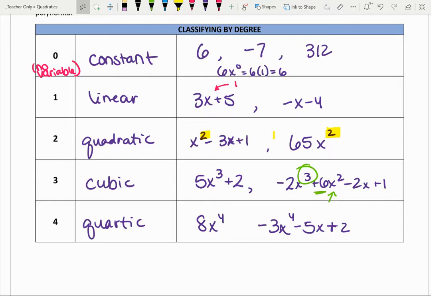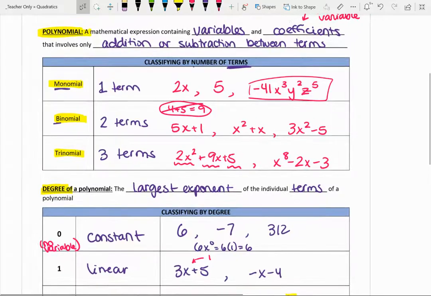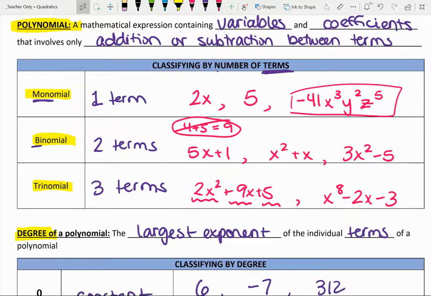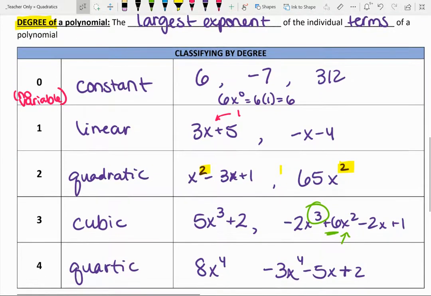So again, two ways to classify polynomials, or to give them names. One is by the number of terms, how many individual pieces there are that are combined by addition and subtraction, or classifying by degree, which would be the largest exponent in the polynomial.